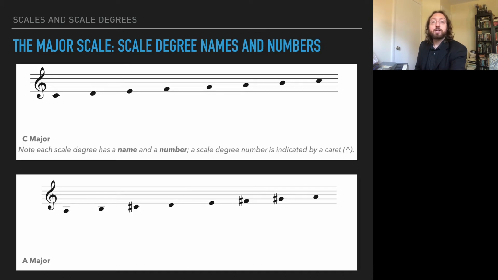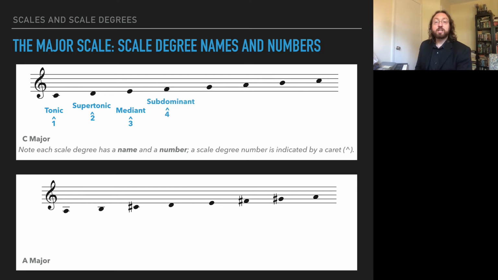You've heard me mention tonic before. Tonic refers to that first scale degree. It is our home base. The note above the tonic is the supertonic, or literally the note above the tonic. The third scale degree is the mediant. Notes which are a third away are considered to have a mediant relationship.